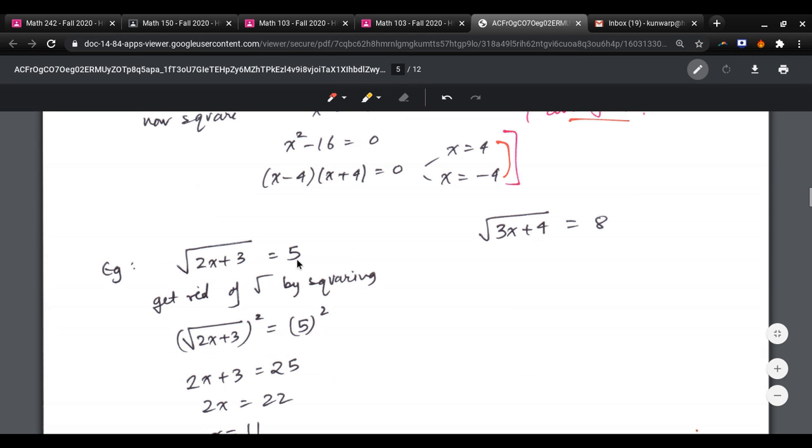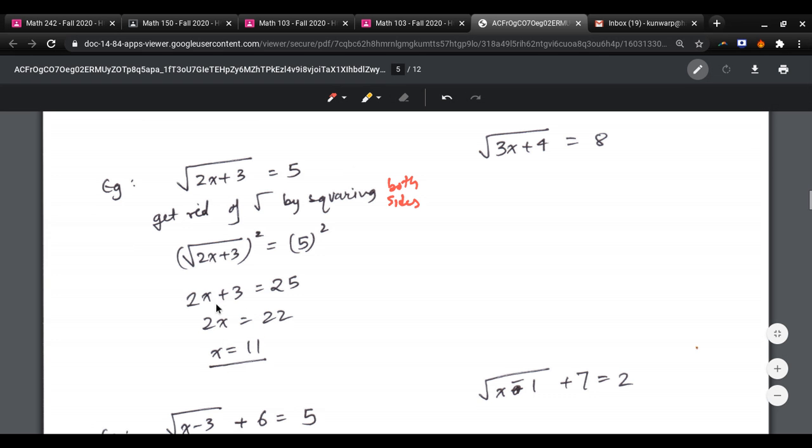Example: the root of 2x plus 3 is 5. We get rid of the square root by squaring both sides. So I end up with 2x plus 3 equals 25, 2x equals 22, x equals 11. Let's look at this example. Squaring both sides, I have the square root of 3x plus 4 squared is 8 squared. That's 3x plus 4 is 64, 3x is 60, and x is 20.